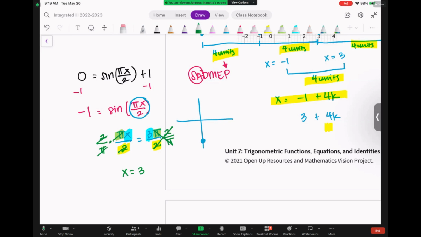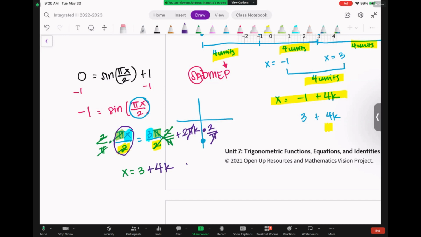But I forgot to do this whole thing where I do this guy equals this guy plus 2 pi k. So now I'm going to multiply by 2 over pi to this guy too. And notice your pi's cancel, and you get 2 times 2, which is plus 4k.